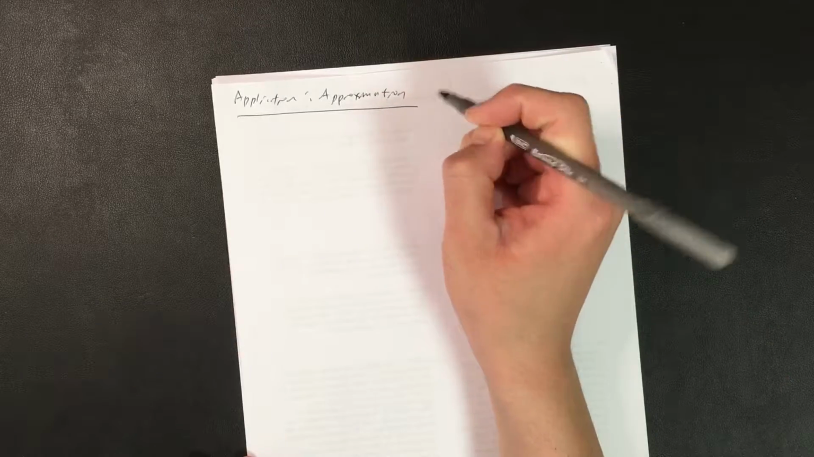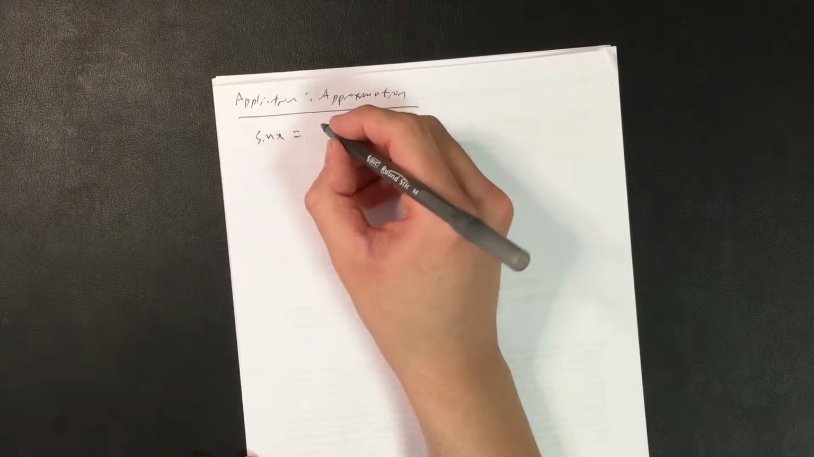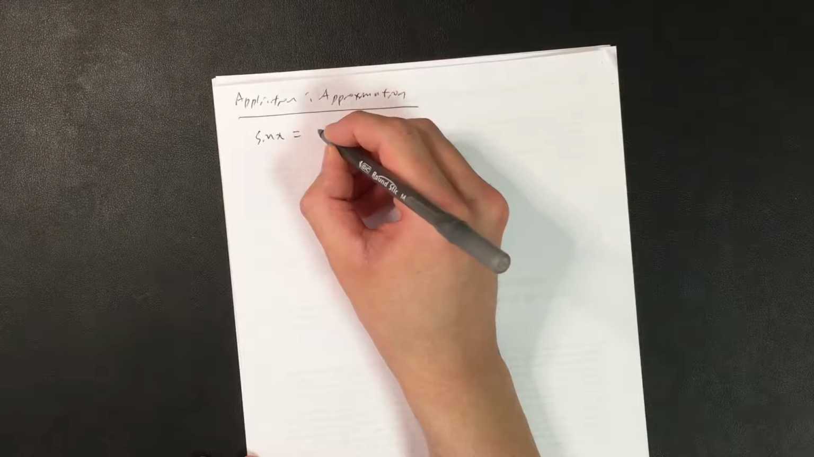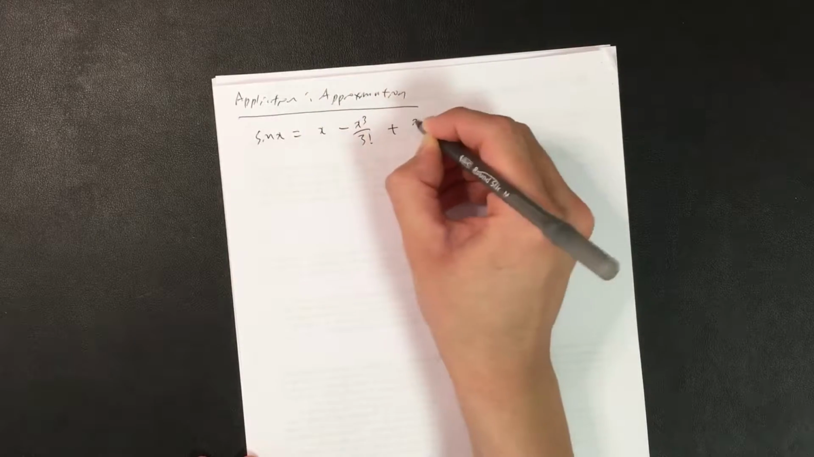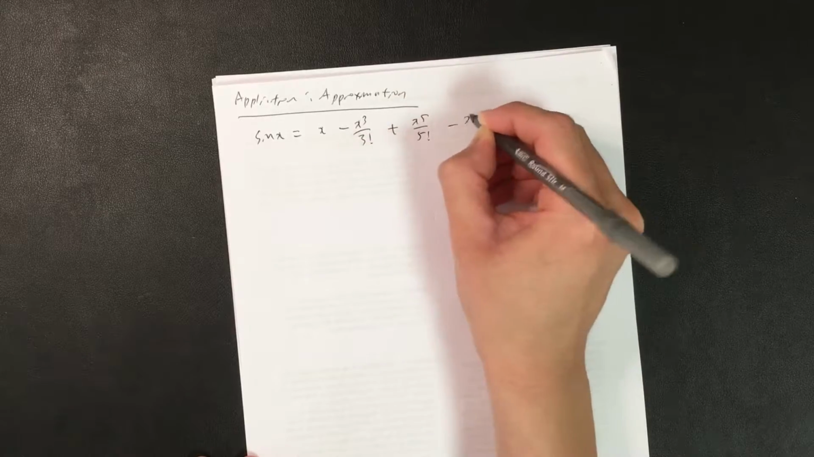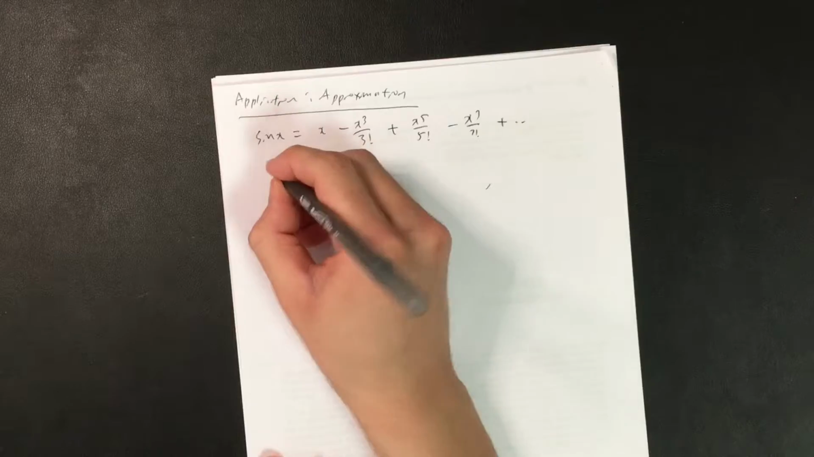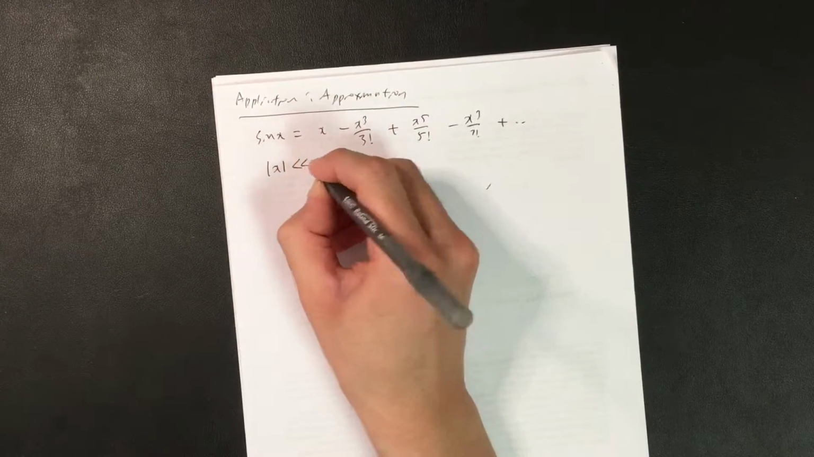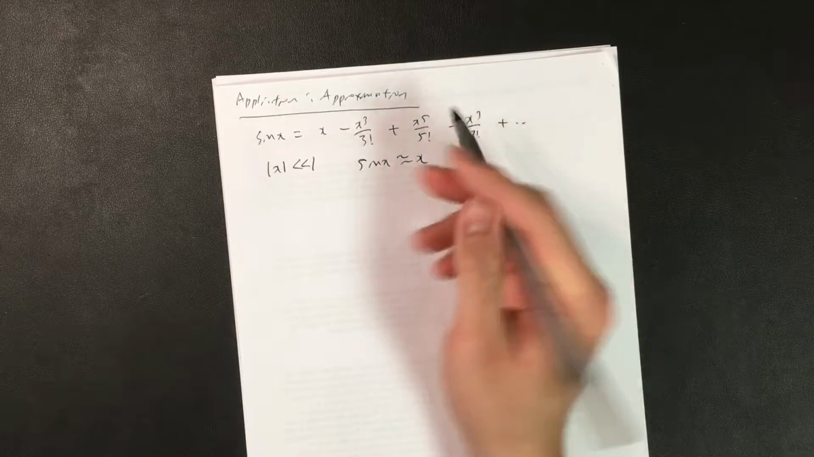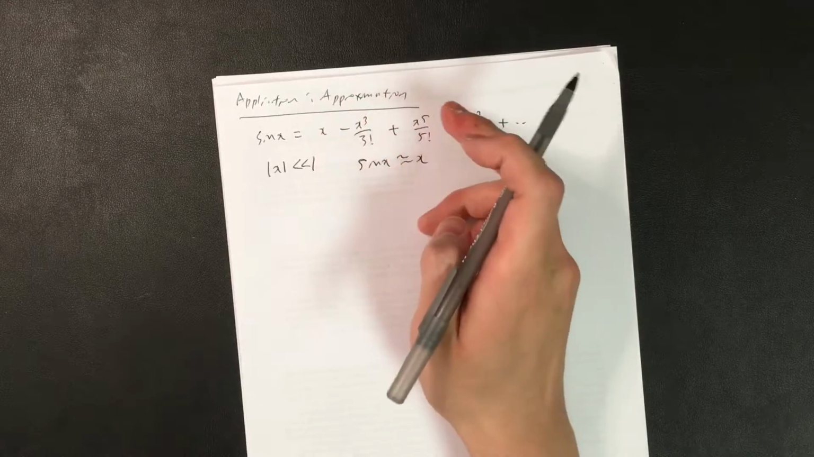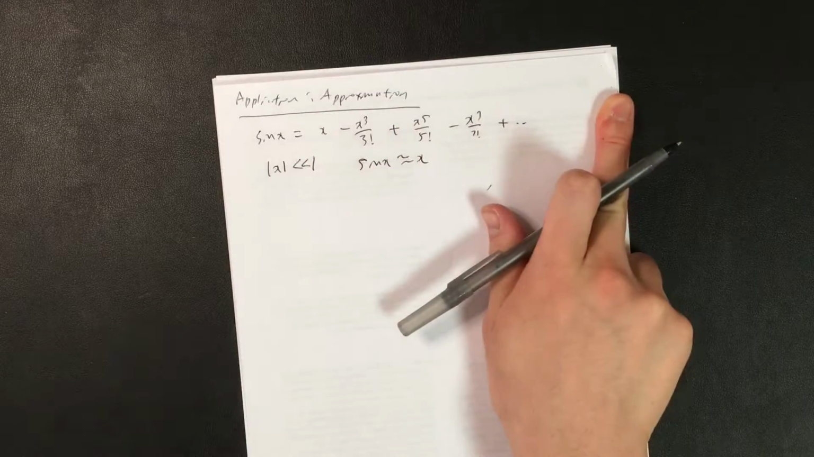Now, in physics, approximation using Taylor series is heavily used. So, for example, we've just shown that sine of x is equal to x minus x cubed over 3 factorial plus x fifth over 5 factorial minus x to the seventh over 7 factorial, and so on. But when the magnitude of x is small, sine of x can be approximated as x, because x to the third power, x to the fifth power, and so on are going to be negligible.